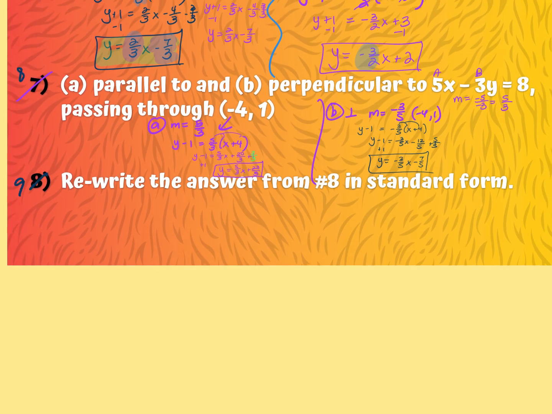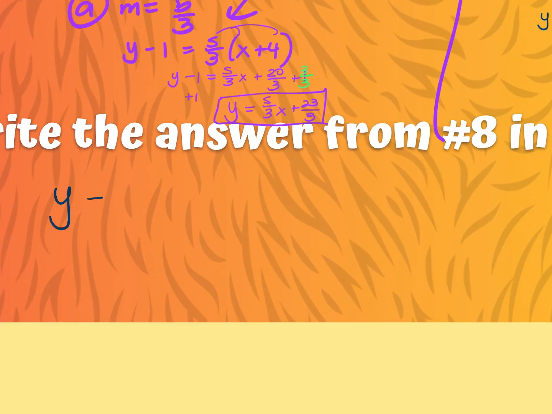Rewrite the answer from those equations in standard form. So I'm going to start with this first one. What makes an equation in standard form? What are the rules for standard form? X and y the same side. What else? Are you allowed to have fractions? No, no fractions, no decimals, and x has to be positive. So what if I wanted to get rid of those fractions, what would I do?